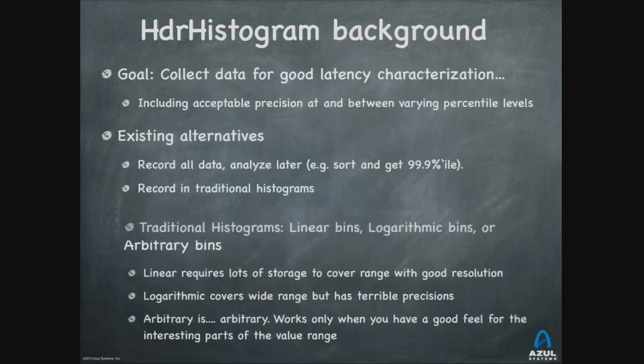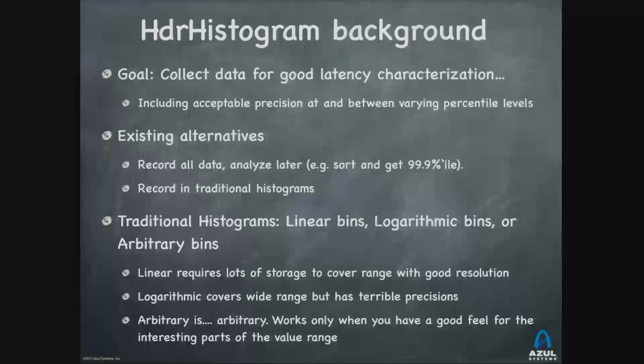So HDR histogram is really there to solve a challenge where regular histograms, for whatever reason, have not been built to deal with dynamic range very well and resolution at the same time. We have linear histograms. They're great at resolution, terrible at range. If I want to cover a microsecond to an hour with 1 microsecond resolution near the microsecond, I need 3.6 billion buckets. Probably not going to do that. Linear doesn't work, but logarithmic, it's great at the dynamic range part, but I can't tell the difference between half an hour and an hour, or 2 seconds and 4 seconds. So I get these quantiles, right? And then arbitrary histograms are the worst because you need to know exactly what you measure before you measure it. Hard to build a library for that.